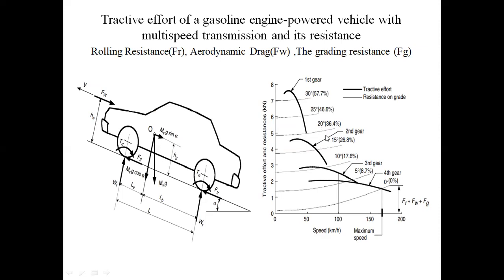Next, when the vehicle's alpha angle is 20 degrees, the resistance is 36.4%. This is additional weight. When the alpha angle is finally 30 degrees, the total resistance of the vehicle is 57.7%. Additional weight is added to the vehicle. This is the performance characteristics of conventional vehicles. This is the diagram. These are the resistances FT, FW and FR. Thank you for watching this video.